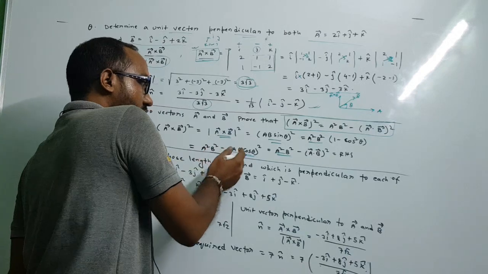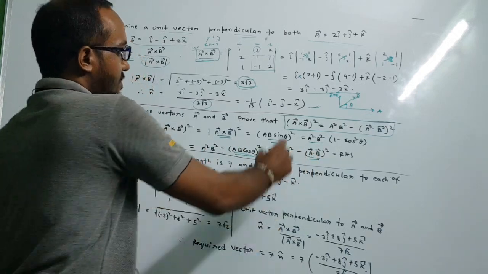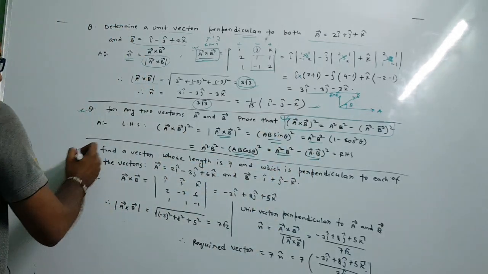Now what is mod A mod B cos theta? That is A dot B. So we have already proved this. Now come to question number 3.